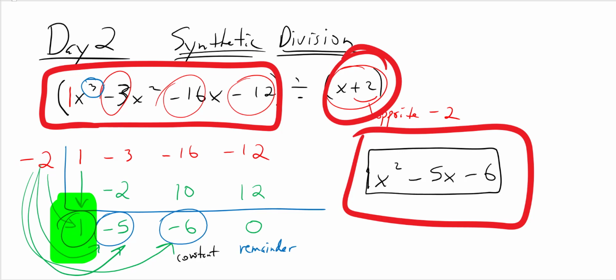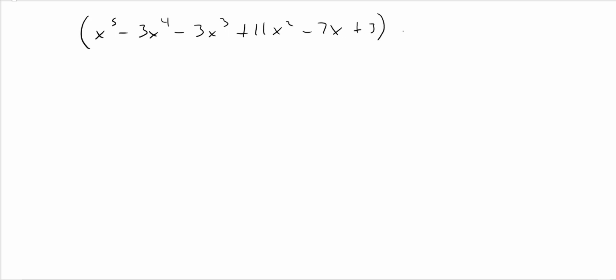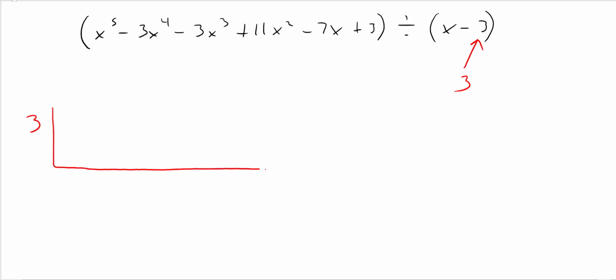Let's do a little longer one, a little crazier. Okay, but same idea. We're going to say in parentheses x to the 5th minus 3x to the 4th minus 3x cubed plus 11x squared minus 7x plus 3, divided by x minus 3. Okay, so again, this is really pretty easy. You're going to take the opposite of this value, which means it's 3. So you're going to write a 3 here, and you're going to draw a nice long L.